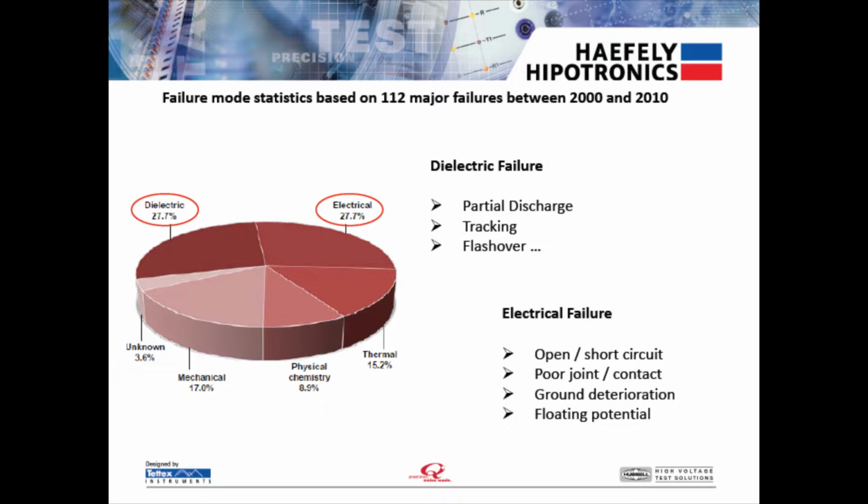Electrical failure can happen with open and short circuits, essentially any sort of breakage in the windings. Poor joint contact between the winding and bushing and transformer, ground deterioration, and floating potential, which would increase the voltage of the transformer.